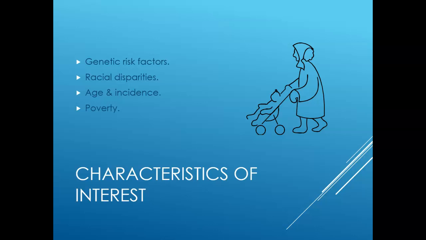Regarding age and incidence, typically we will see the youngest children have the most admissions to emergency rooms, more so than older children. And poverty is actually a big factor in those having asthma. We see people in the lower income brackets suffering from asthma more frequently than those of an average or upper income.